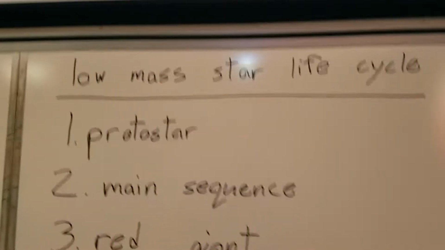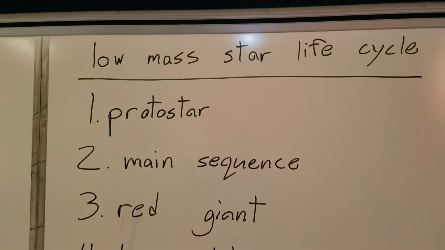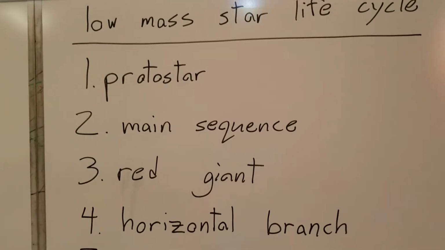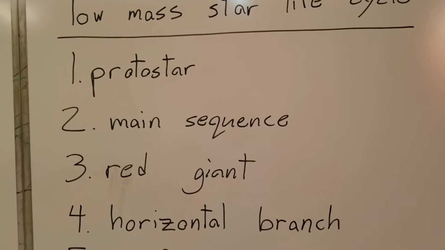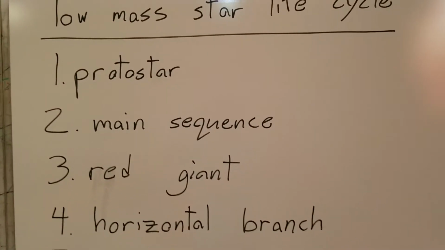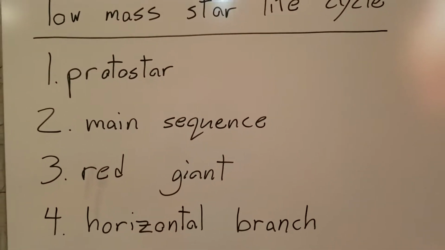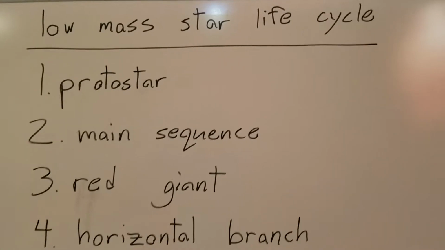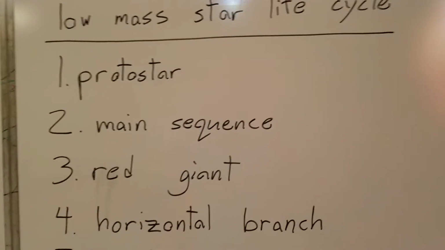Horizontal branch. I'll show you over here. All right. So low mass star life cycle: protostar, main sequence, red giant, horizontal branch. All right, so the horizontal branch specifically is the stage of a star's life where its core is fusing helium.